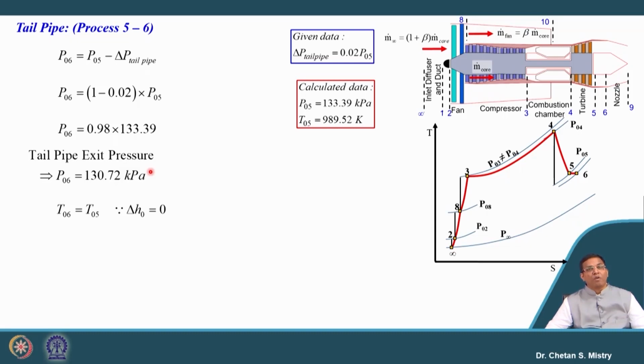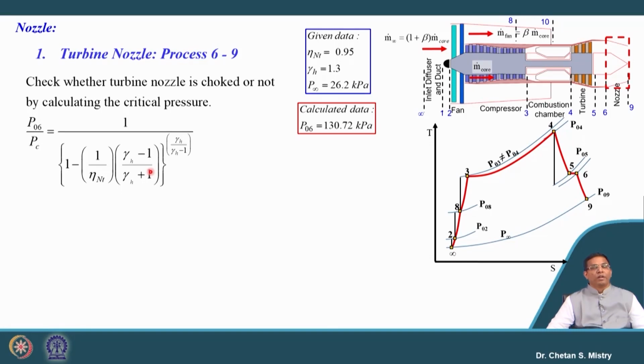Now, next we have the temperature. My process within the tailpipe is an adiabatic process. So, the exit temperature will be 989.52 Kelvin.